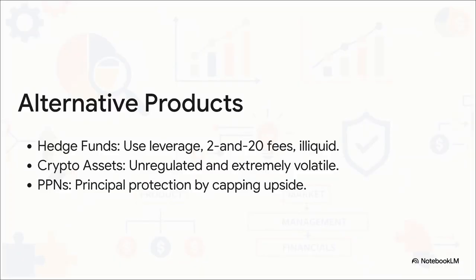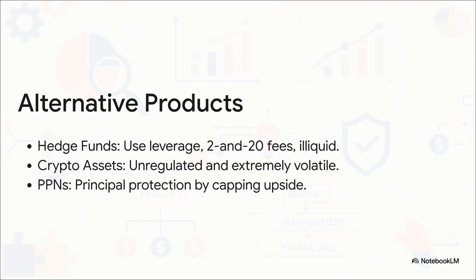Take hedge funds. They aim for absolute returns by using heavy leverage and short selling. Plus, they charge those infamous 2 and 20 fees. That's a 2% management fee plus 20% of the profits. And they are highly illiquid with strict lockup periods. Next, you've got crypto assets, largely unregulated, wildly volatile, where 50+% drawdowns are just a regular Tuesday and purely speculative.